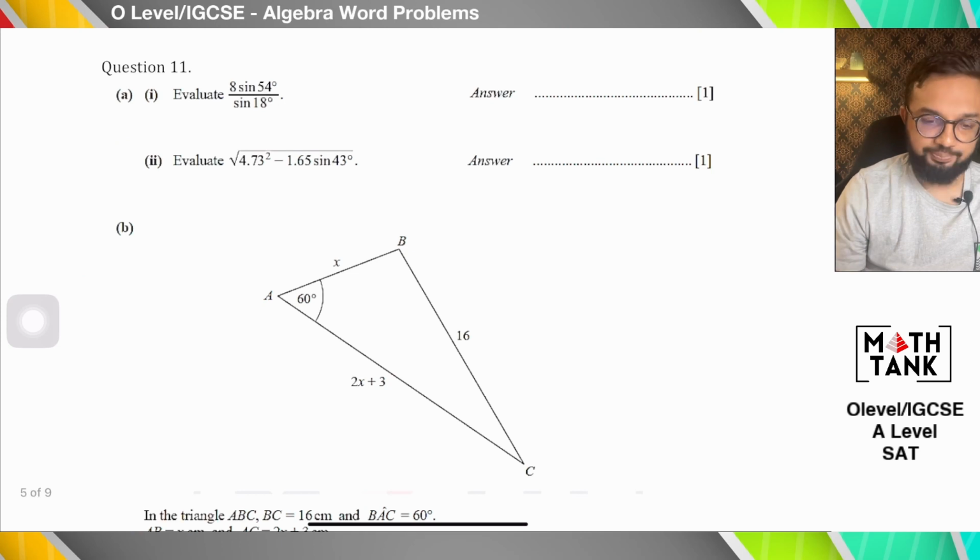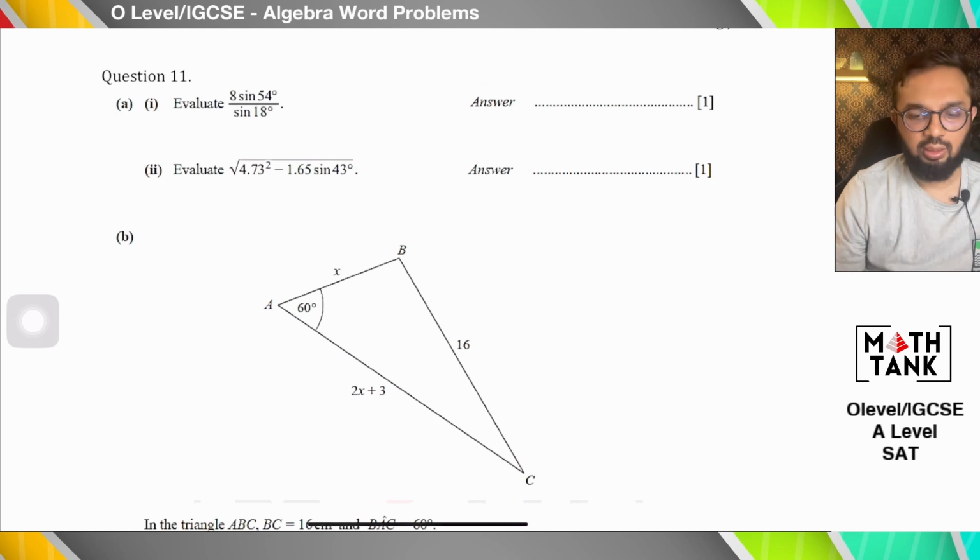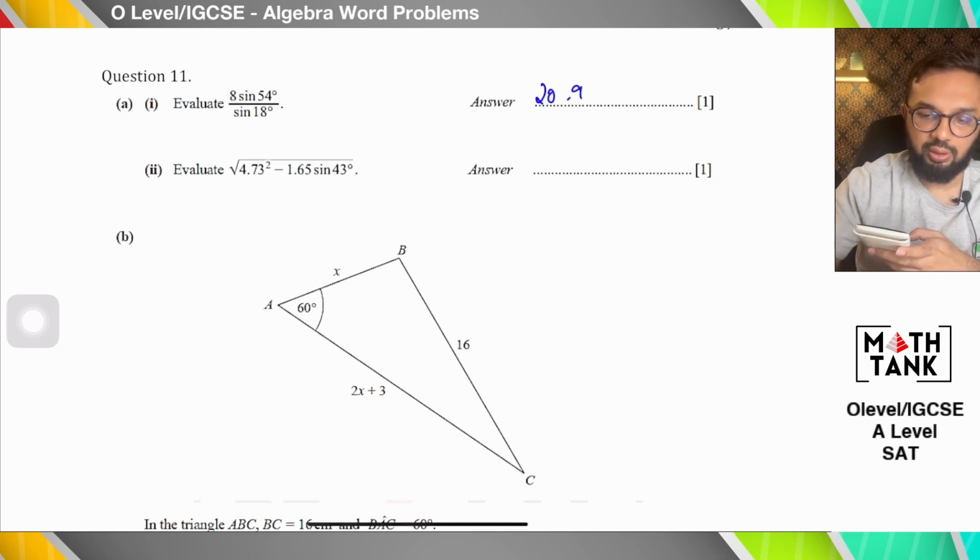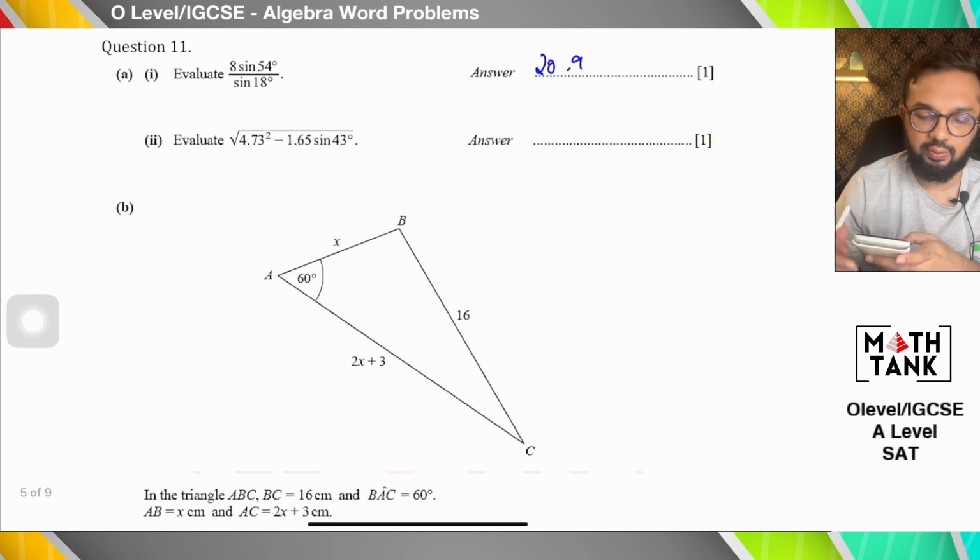Now it says evaluate this. I think I can do this pretty quickly on my calculator. Let's do that. Make sure that you calculate in degrees. If you're an advanced student, you might have it in radians. So 8 sine 54 divided by sine of 18 gives me 20.9. Three significant figures, yeah, so that's the correct answer.